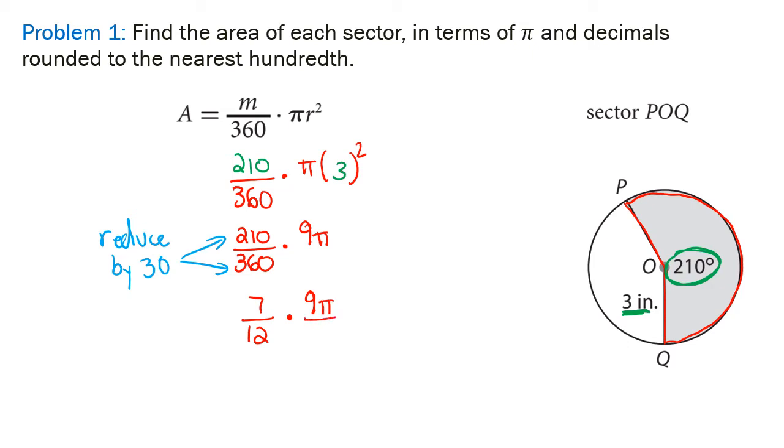That's really 9 pi over 1. Now we're going to reduce again, but we're going to cross reduce. So we can reduce the 9 by 3 and the 12 by 3 as well, which makes 4. And so now we have 7 times 3 pi, which is 21 pi, over 4 times 1, which is 4. We can also write this as a decimal of 16.49 inches squared. We're using inches squared because this is area.